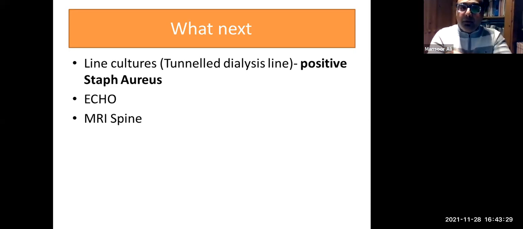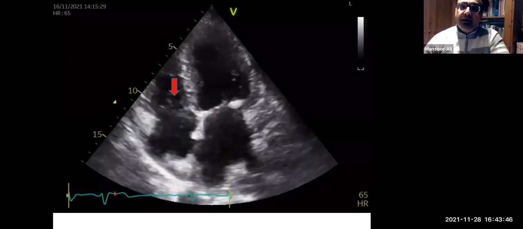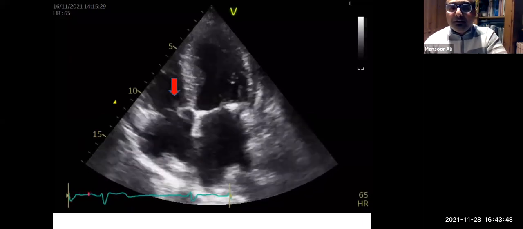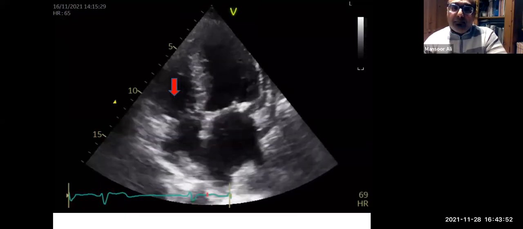So where do we go next from here? Does anyone think there's anything to do with the line as the focus of infection here? Don't forget, she's had the line since 2015, and the line cultures have also come back positive. I'm showing you the echo here. Could anyone give me a spot diagnosis on the echo? I've made it easier by putting an arrow there.